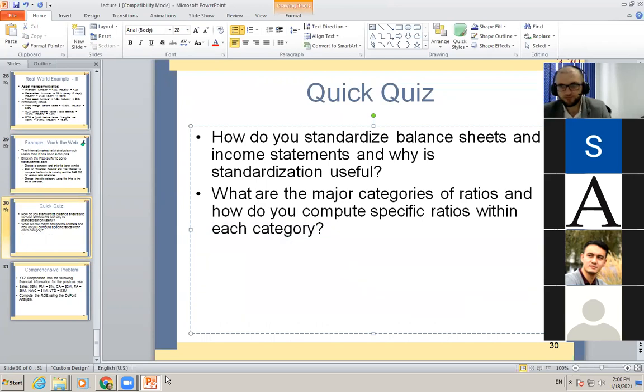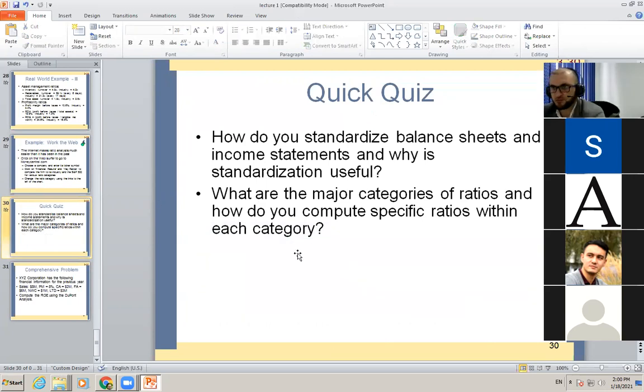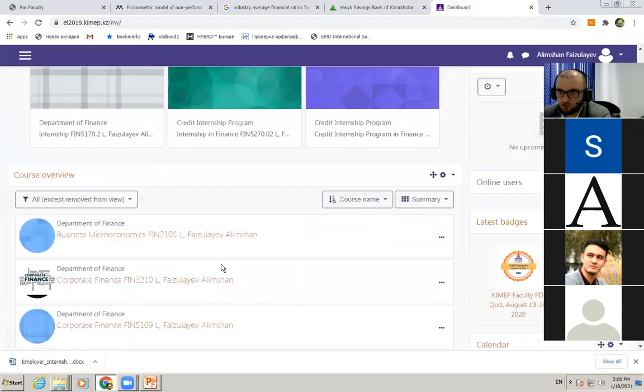I want you to answer these two questions. Just take a picture. I will arrange the activity; it will be considered as an activity. Answer it on Moodle. I'll put it on Moodle.